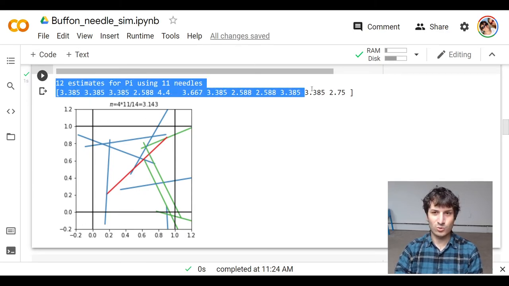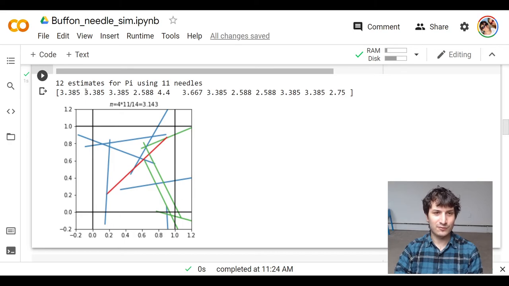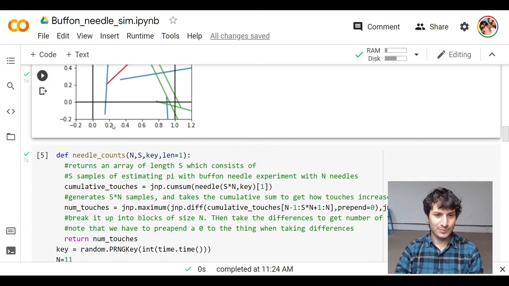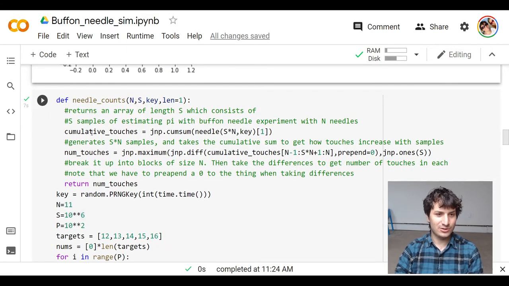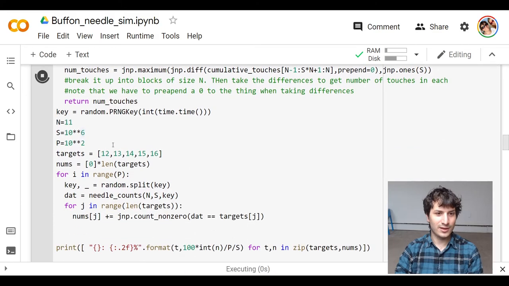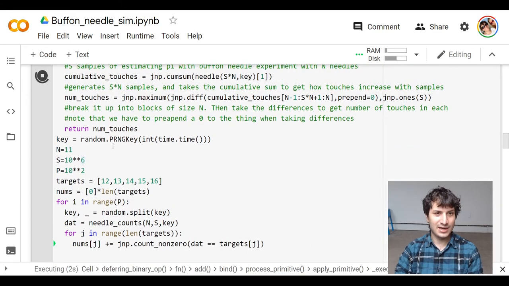And here we've run it 12 more times. And you can see we got a bunch of different estimates for pi. 3.38 is a common estimate. Here was one that went horribly wrong. We got pi is 4.4, which is not very good. 2.75 comes up sometimes. So you might wonder, how often do different values of pi come up in this experiment? And that's what the next block does. So it needle counts, it returns this little array with how many times you get each value.